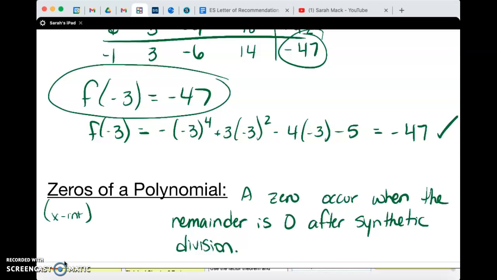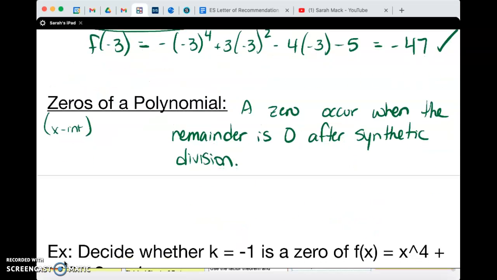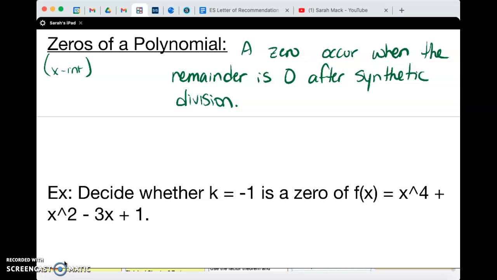Okay, so if I would have gotten 0 instead of negative 47, I know negative 3 is the solution to that polynomial. That's where it's going to cross the x-axis. Plug it in, you get out 0. So, here's the next one we want to figure out. Is negative 1 a 0, a solution to the polynomial? So basically, if the remainder is 0, then it is a solution. If it's not, then it's not a 0.